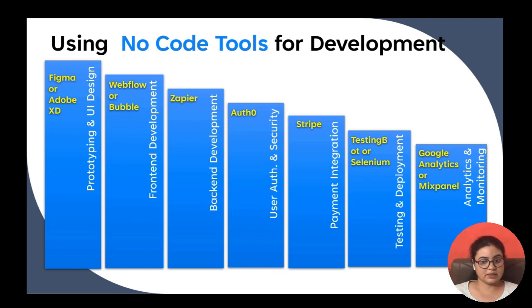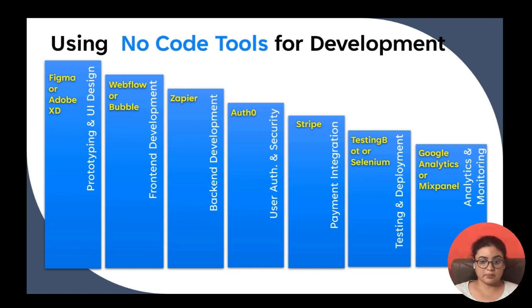For backend development and data integration, you can use tools like Zapier. Zapier is a powerful no-code automation tool that allows you to connect different apps and services to automate workflows and data integration. For user authentication and security, you can use Auth0. Auth0 is a no-code authentication identity management platform that provides secure and customizable user authentication solutions. For payment integration, you can use Stripe. Stripe is a popular no-code payment integration platform that allows you to securely accept payments in your app.